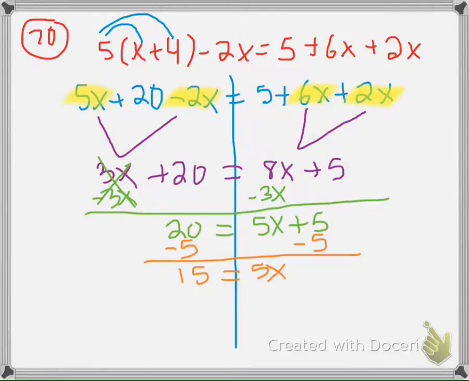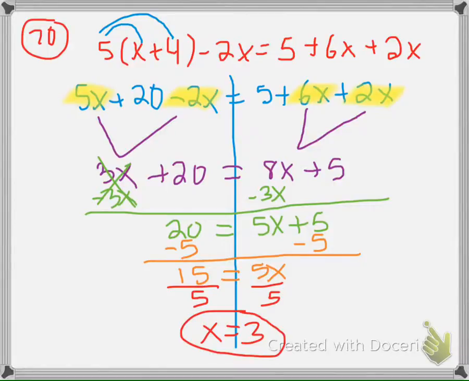Okay, last step, I need to divide to get x by itself because I need to get rid of that 5. I'm going to divide by 5 on both sides, and I end up with x equaling 3 because 15 divided by 5 is 3. So here's my final answer. Now, I want you to realize how many steps we just took. I'm going to label them.